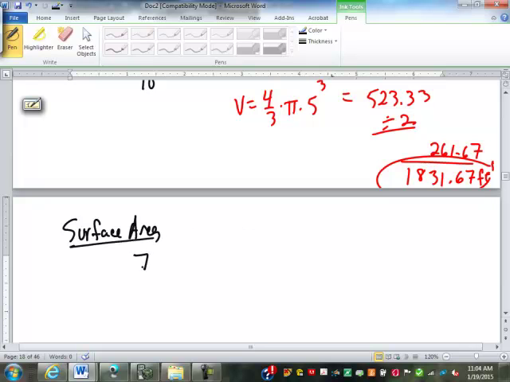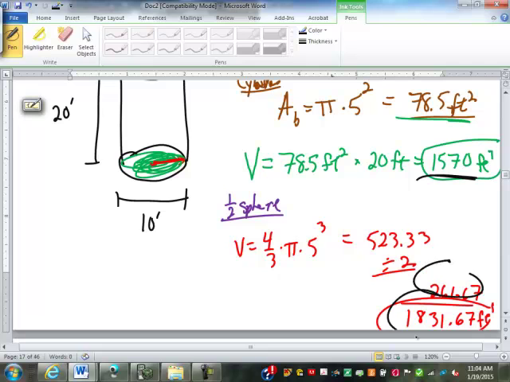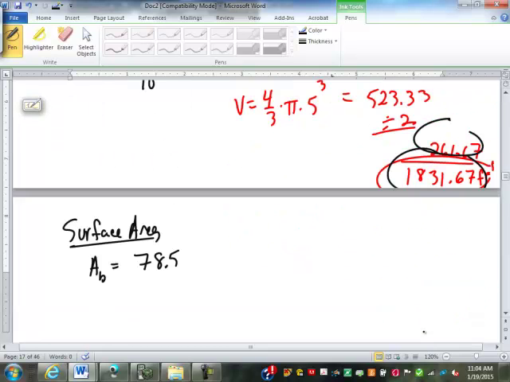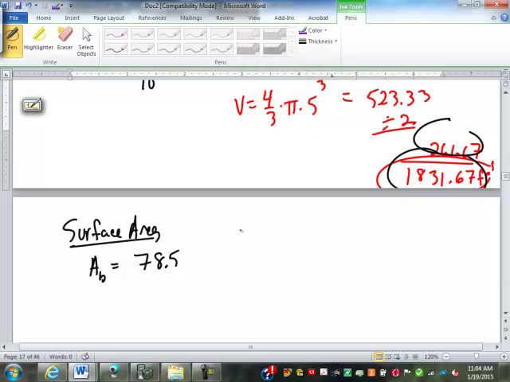Well, we've still got the area of our base. Yeah, I added the cylinder volume to the half sphere volume. For the surface area, we already have the area of the base. We need to know the lateral area.